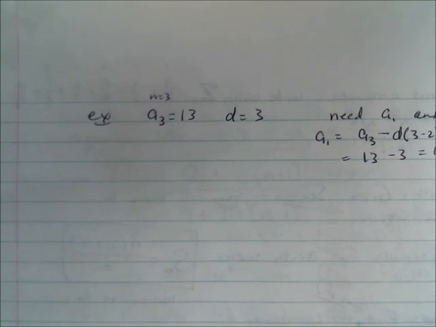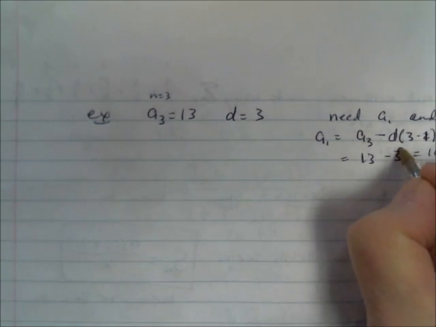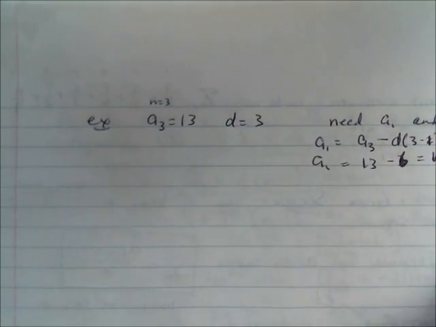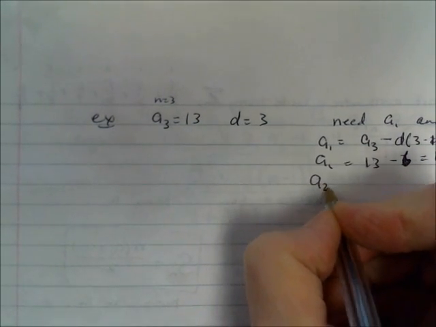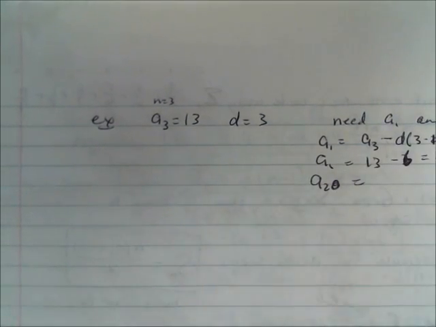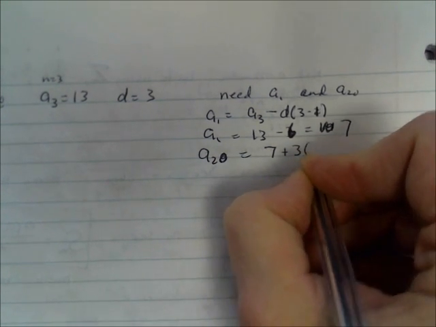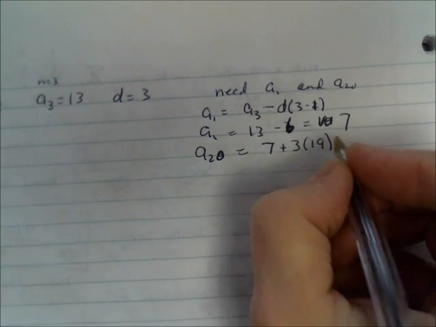That doesn't make sense. Oh, 3 minus 1, which is 2. Sorry, 7. The first term is 7. Did I make that mistake down here? Okay, now we need the 20th term. The 20th term is equal to the first term, 7, plus d times n minus 1, 3 times 19, plus 7 is 64.